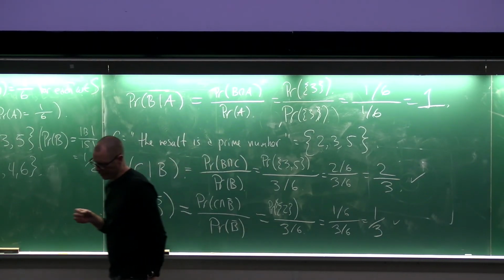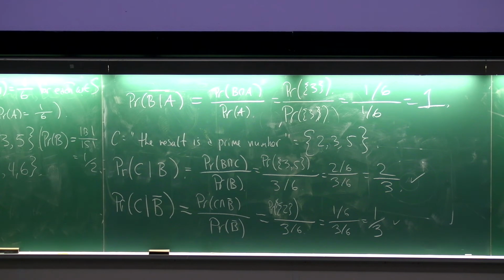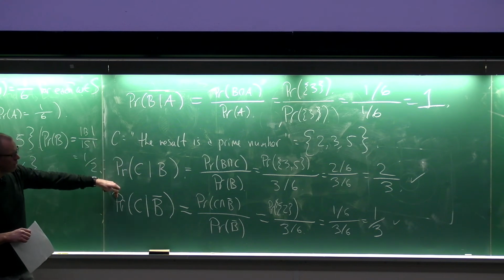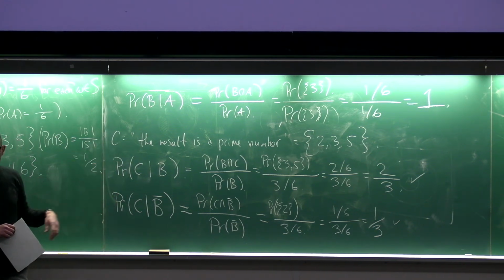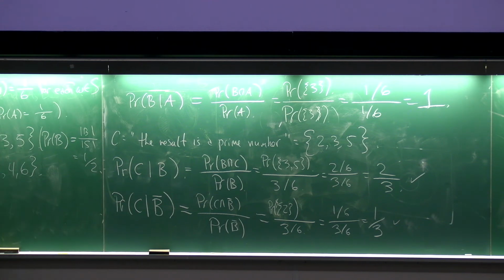All right. And so here we did probability of C given B and probability of C given not B. Notice anything peculiar about the answers? They add up to 1. Okay? And that's not an accident. That's always true.